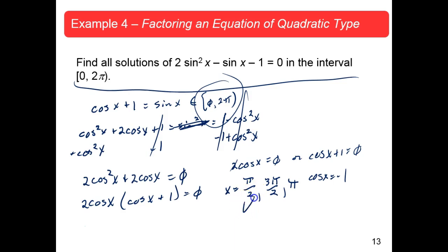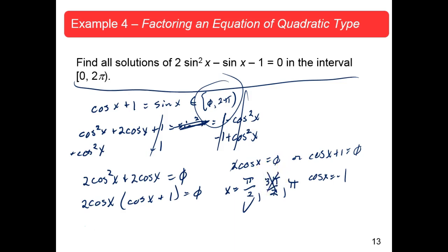Now, 3 halves pi. What is cosine of 3 halves pi? 0 plus 1 is 1. What is sine of 3 halves pi? Negative 1. 1 is not equal to negative 1, not in this universe, so this one's out of there.